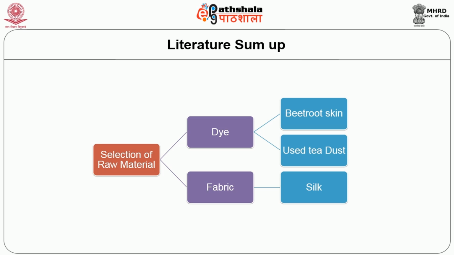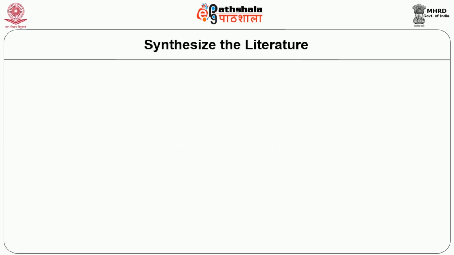Herein a flowchart is given wherein the main concept is dyeing, and under dyeing we have selection of sources, which includes selection of raw materials like dyes and fabric. Under dyes we can select natural dye and synthetic dye, wherein the study can establish a comparison between both. Under selection of fabric, we can select different types of fabrics or blends. In this example, I have quoted silk. Now we shall move on to the next step, reviewing a literature.